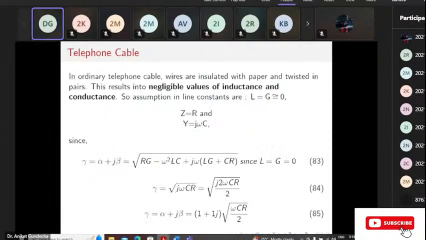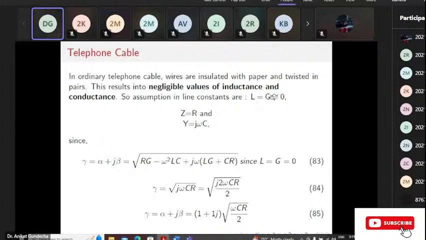Third part again talks about the second application, that is telephone cable. So when we say transmission line is to be used as a telephone cable, then what exactly is a telephone cable? Here it is mentioned, wire which is insulated with paper and twisted in pairs is basically a telephone cable. Now when you insulate that particular cable with paper, and when you twist those cables, because of that, your L and G become 0. So this is the condition for telephone line.